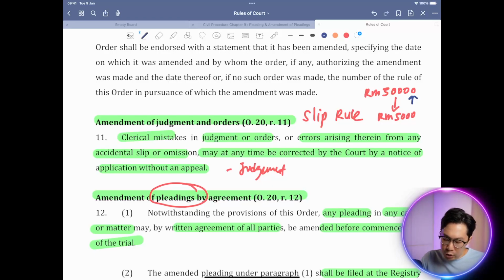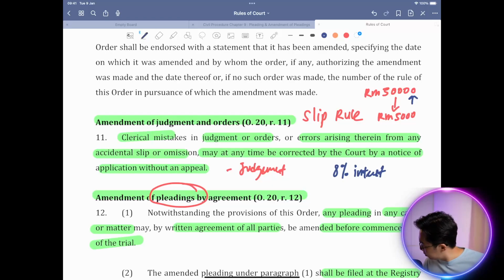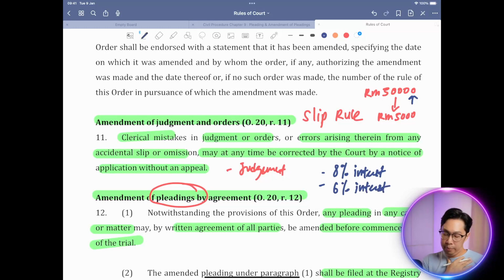Or by right, it should be 8% interest, but the judge wrote 6%. Not intended. But the judge wrote 6%, so the judge may use the slip rule to amend it. Clerical mistake in judgment means it cannot be like the judge says Alex pays 10,000, and actually the judge wanted to say otherwise, then you say, oh, the judge must be wrong, ask the judge to amend it, it should be Mr. Lee wins. Cannot. A clerical mistake is only this small, minor mistake.